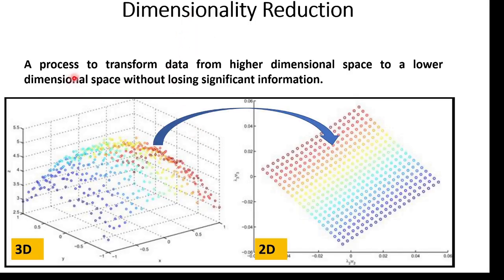Dimensionality reduction is a process to transform data from a higher dimensional space to a lower dimensional space without losing significant information. Here these data points are represented in a 3D space, which are being transformed onto a 2D space.